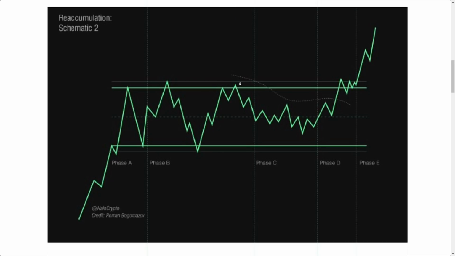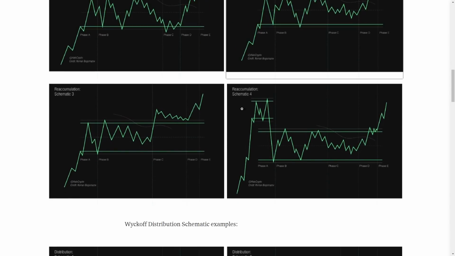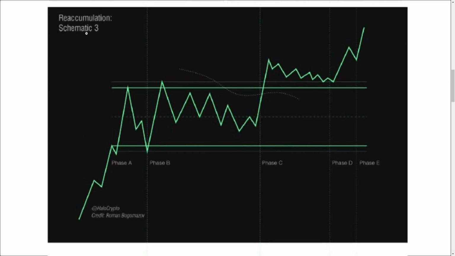But since the price has already closed above this, I mean broken above the previous high, what scenario are we actually looking at? So for that, you can look at this reaccumulation schematic 3. Why? Because you can see the price has now clearly broken out of this previous high. In our case, we have also broken out of this resistance line. What are you actually looking at?